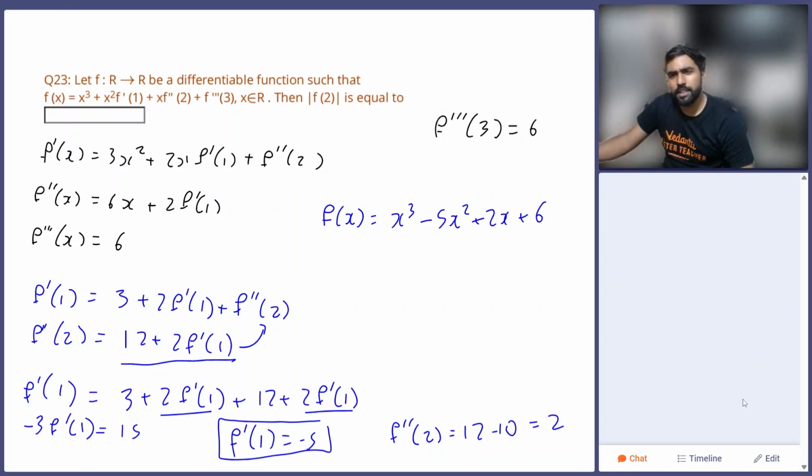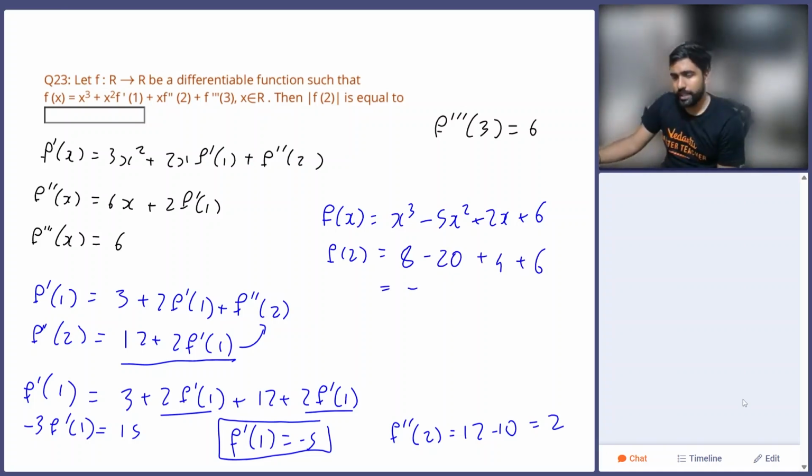So 2x plus 6. We have to find f of 2. That's 8 minus 20 plus 4 plus 6 over here. What is that? That's 12, 18. 18 minus 20, that's minus 2. f of 2 is minus 2.